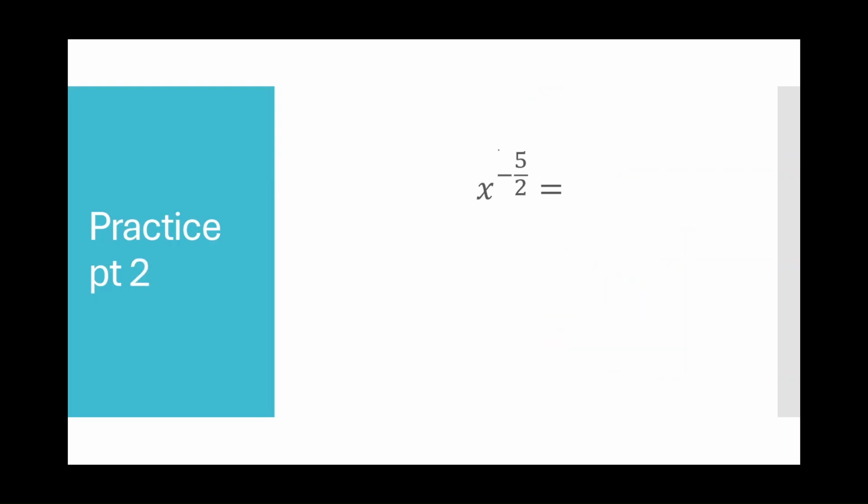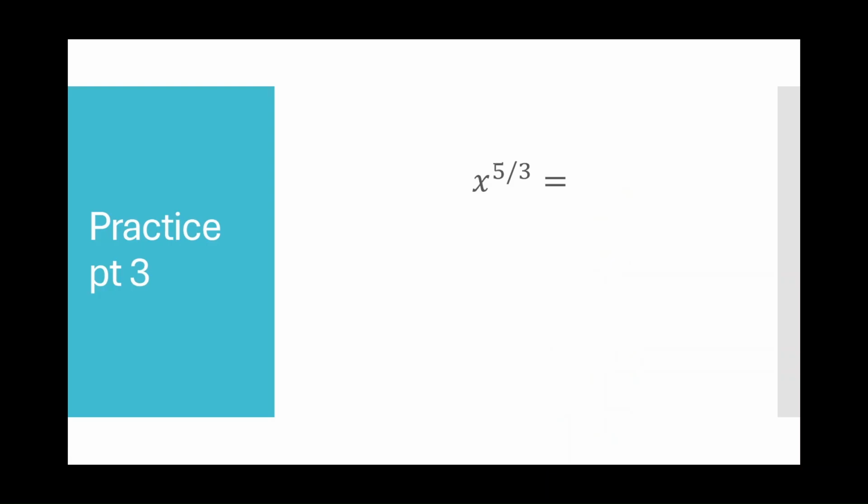Okay, x to the negative 5/2. So remember, this is just 1 over x to the 5/2, which means it's 1 over the square root of x to the fifth. And then we would do that exact same simplifying and say, well, the square root of x to the fourth is just x squared, so I have 1 over x squared root x.